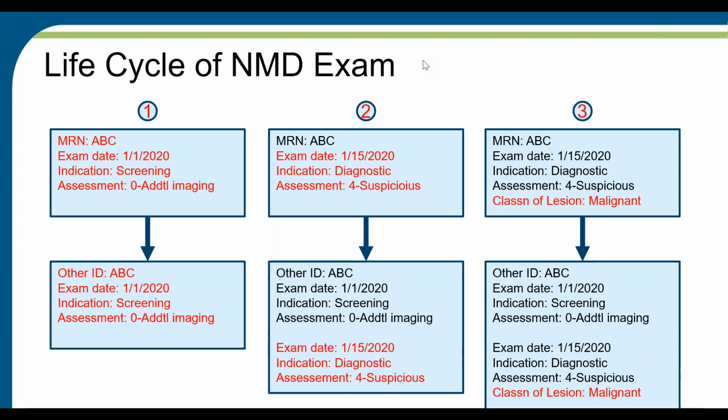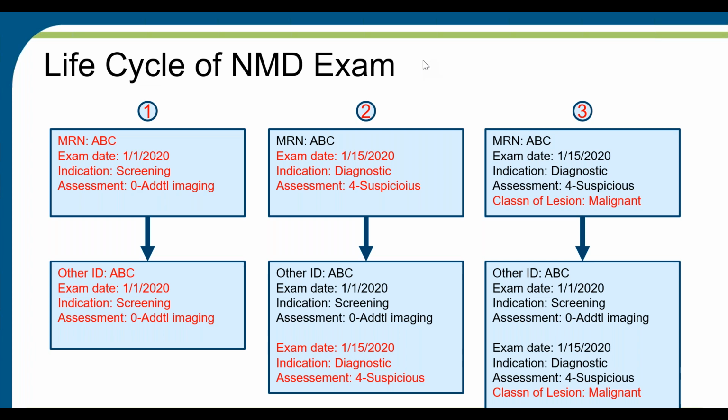You may notice that the MRN appears in a field on the database called Other ID. This is a generic identifier that uniquely identifies a patient at your facility. Most facilities use the MRN for this purpose. Now let's look at step 2 on the slide. If the patient returns for additional imaging, this would be the next step in the life cycle. You would enter the exam in your reporting software as a diagnostic exam. At this point, you can generate another NMD file and upload it. You now have 2 records for this patient in the NMD, a screening exam and a diagnostic exam.